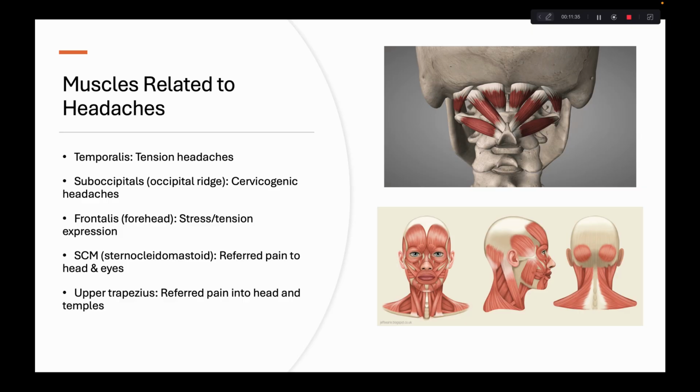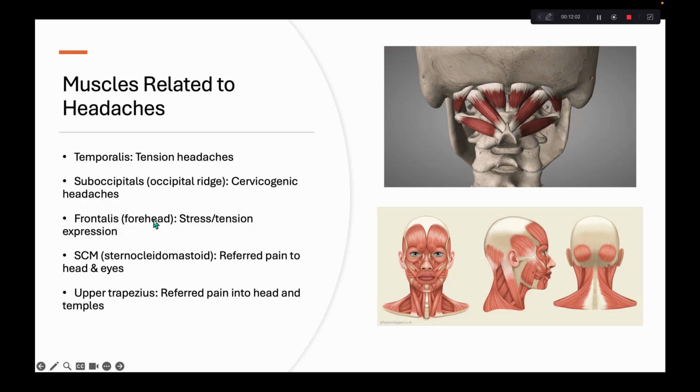Muscles related to headaches. So there are a lot of muscles that can cause referred pain into your head, giving you headaches. The big one for tension headaches would be your temporalis. So if I'm going over here on the side of the person, again, remember that's around the temple region. So your temporalis there could cause headaches if tight.